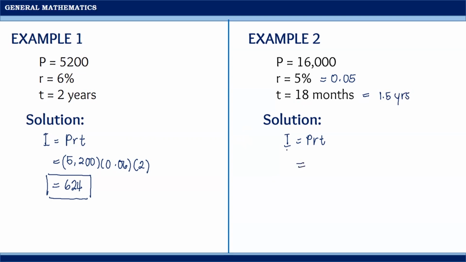Therefore, the interest will be equal to 16,000 times 0.05 times 1.5. Therefore, the interest earned will be equal to 1,200.